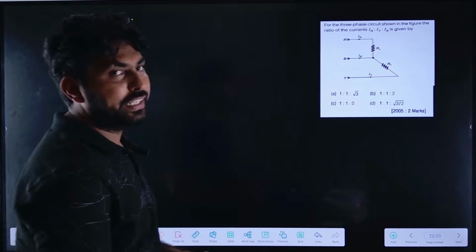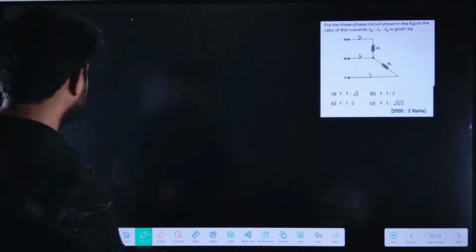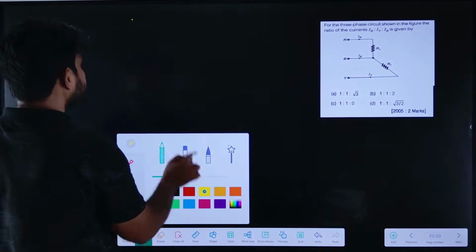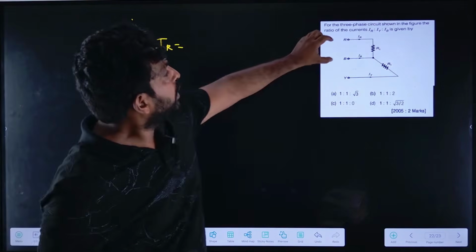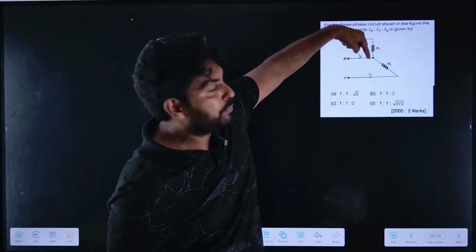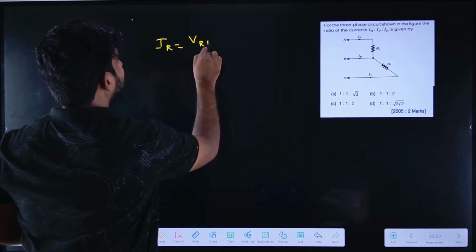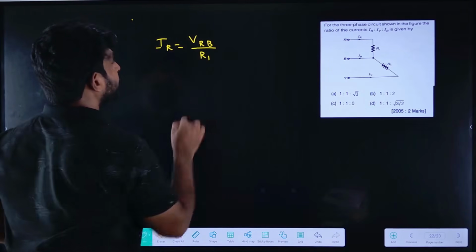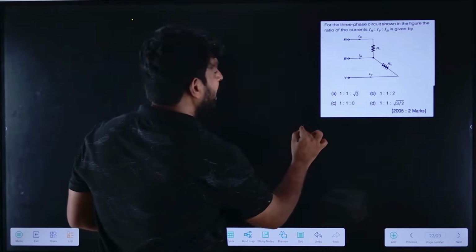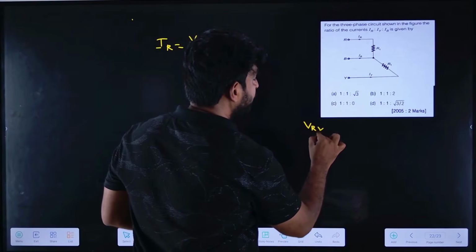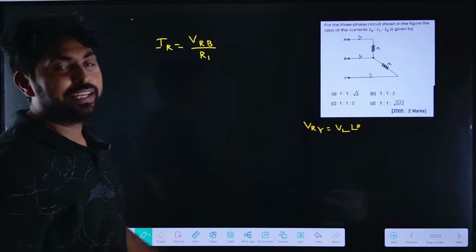So let us find here. For example, let us find IR first. So what is IR? In that case, IR is VRB divided by R1. VRB divided by R. If I take VRY as a reference, which is equal to VL at an angle 0. For example, VRY as a reference.